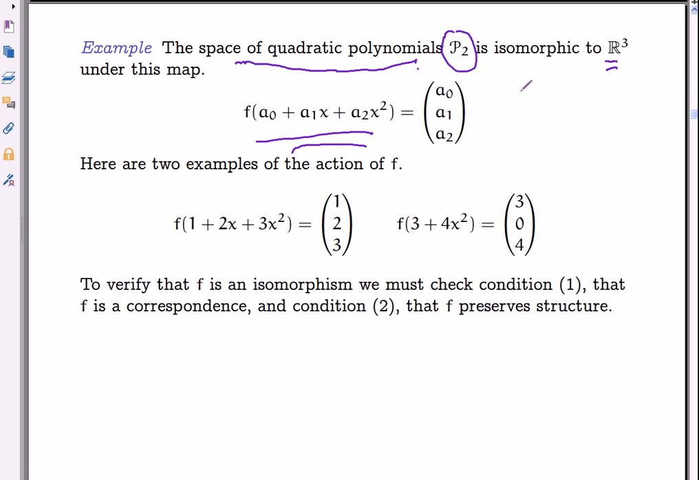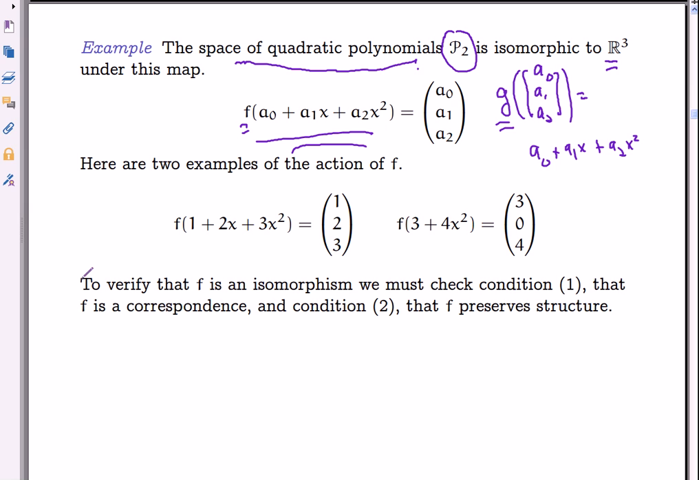For instance, I could say G of (a0, a1, a2) is equal to a0 plus a1x plus a2x squared. In fact, this mapping G is the inverse of F, and G is an isomorphism in its own right. So these two isomorphisms are inverses of each other. But the upshot is that P2 is isomorphic to R3, and what I've shown over here indicates that R3 is similarly isomorphic to P2.